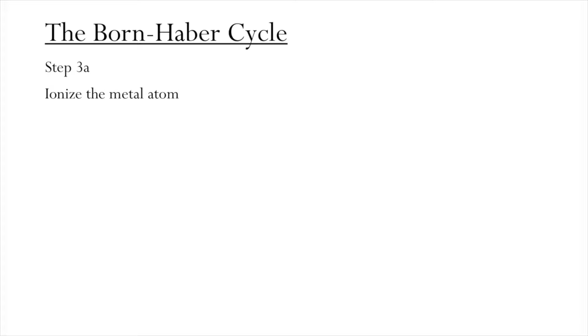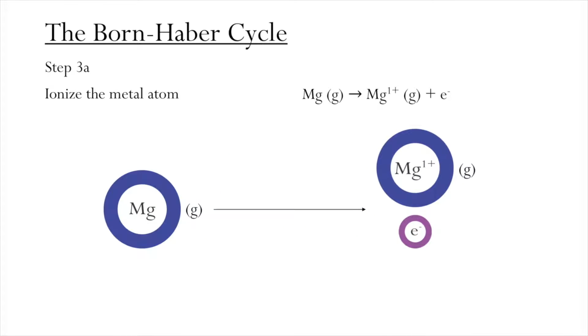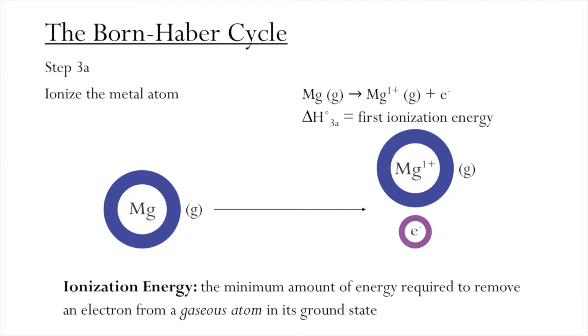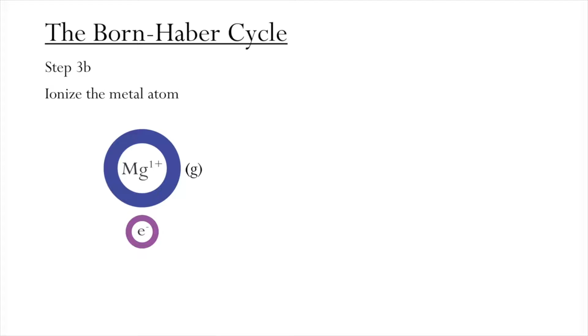In step 3, we want to ionize the metal atom. This involves 2 separate parts, step 3a and 3b. In 3a, we will take the magnesium gas formed in step 1 and remove 1 electron to produce a magnesium plus gas cation and an electron. The enthalpy associated with step 3a, delta H3a, is equivalent to the first ionization energy for magnesium gas, where ionization energy is defined as the minimum amount of energy required to remove an electron from a gaseous atom in its ground state.